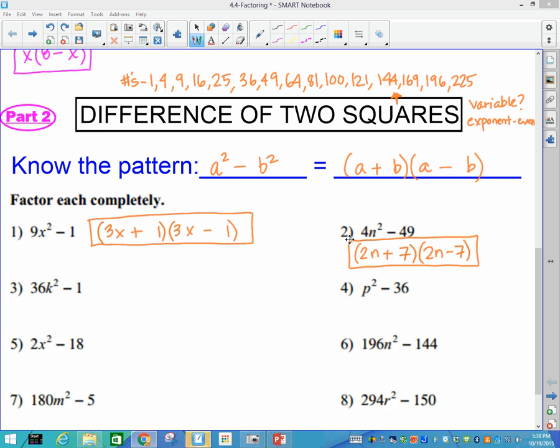Look at down below, okay, p squared. It's an even exponent, so that's p. Square root of 36 is 6. So we have p minus 6, and then p plus 6.